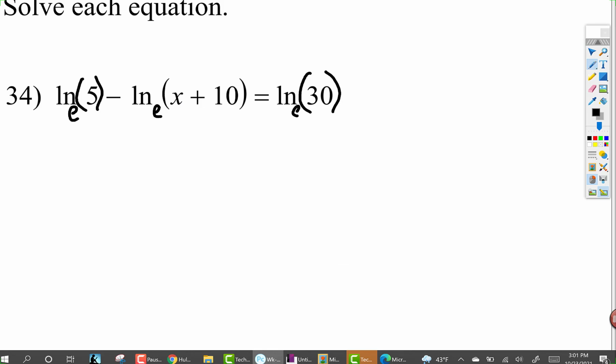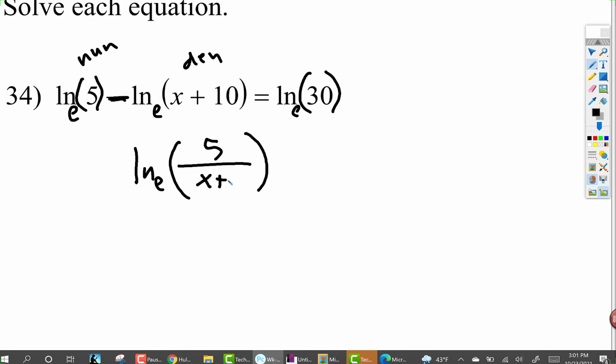This is the same process, but now we're using natural log. Remember, with natural log, all of the bases are e. This subtract is going to condense to division. So this is the numerator, always the numerator, and then subtract. This will be the denominator. So this is 5 over x plus 10, and this is ln, that invisible base. So now we can ignore the ln on both sides.